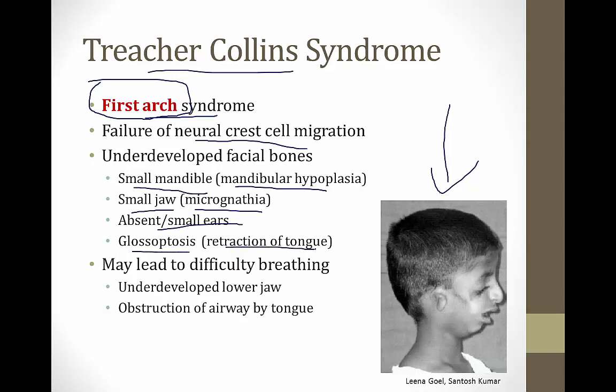of the tongue. Normally, this is just a disfiguring condition, but it can be life-threatening if it leads to difficulty breathing. Because the lower jaw is underdeveloped, there can be obstruction of the airway by the tongue. So the way this would present in a board question would be a baby with abnormal facial features who is struggling to breathe. This may be a child with Treacher-Collins syndrome caused by a problem with the first pharyngeal arch.